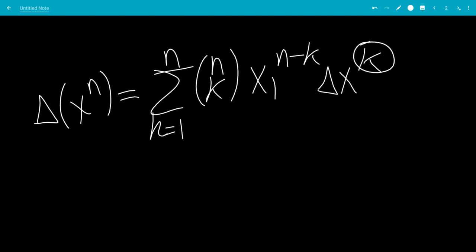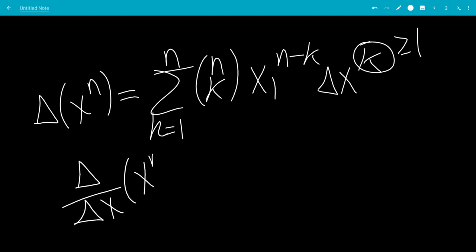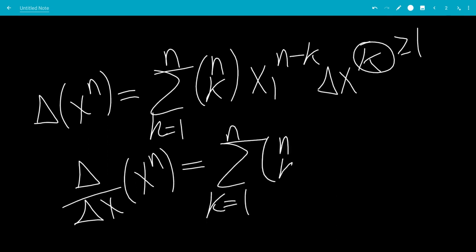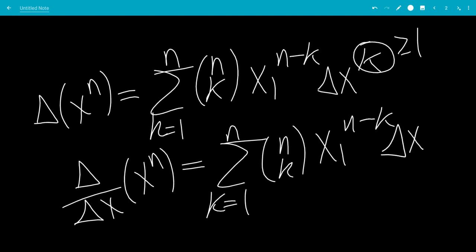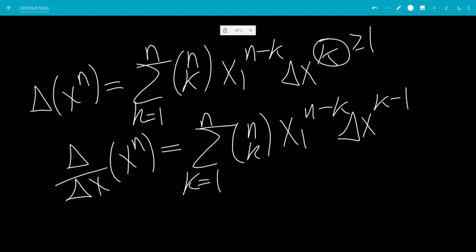Because this term is greater than or equal to 1, in this case we can divide by delta x. So delta over delta x of x to the n. So we're getting closer to the derivative. The sum from k goes from 1 to n of n choose k, x1 to the n minus k. Then we have delta x to the k minus 1 power. And it's good that this is bigger than or equal to 0, because if this was less than 0, it'd be kind of weird.